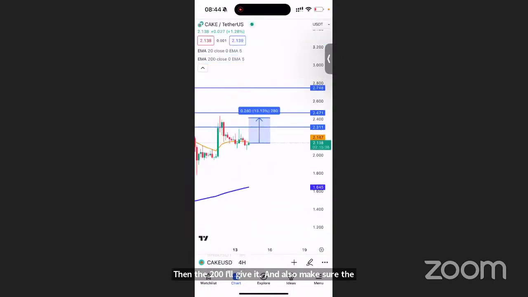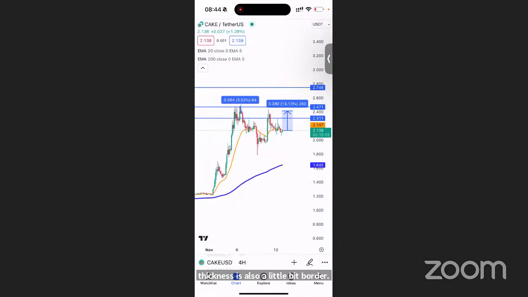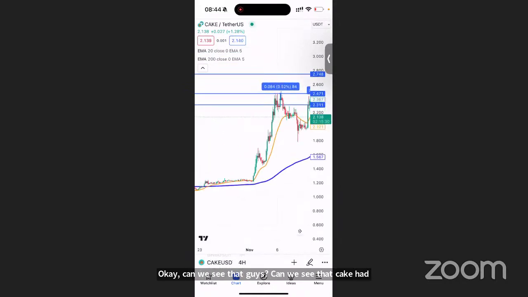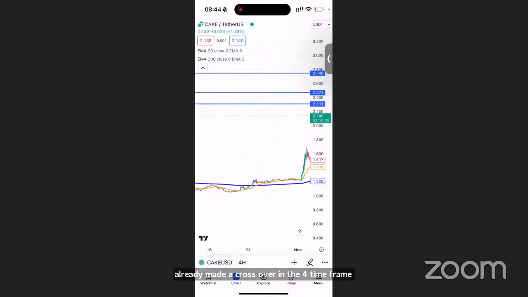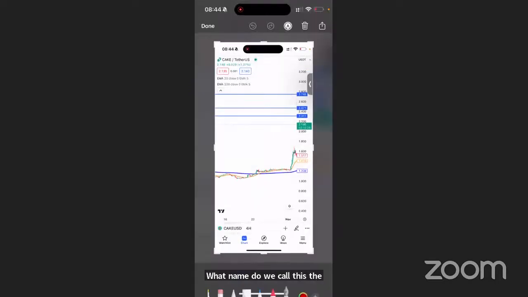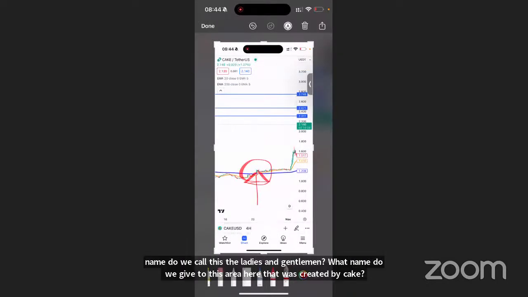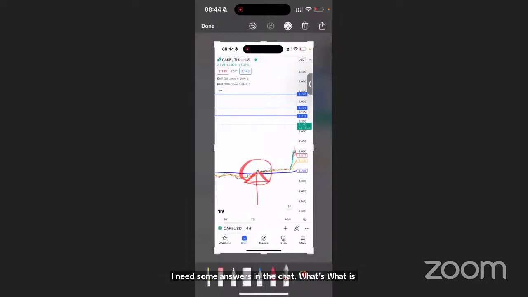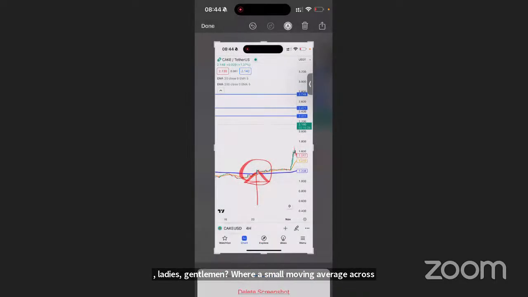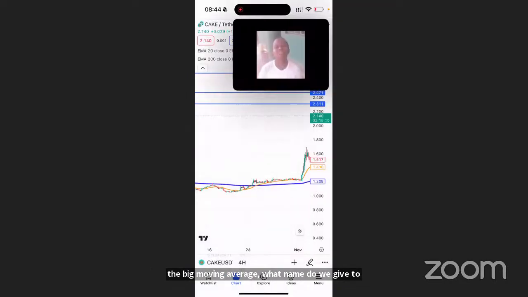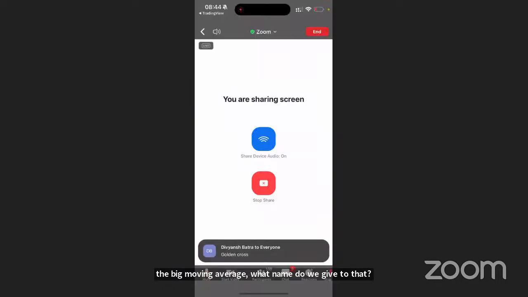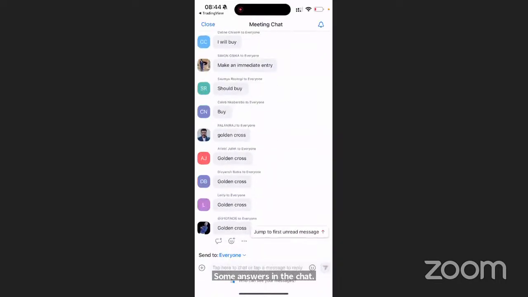Okay, can we see that, guys? Can we see that Cake had already made a crossover in the 4-hour time frame? What name do we give to this area here that was created by Cake? I need some answers in the chat. What is the name, ladies and gentlemen, where a small moving average crossed a big moving average? Some answers in the chat. It is a golden cross.